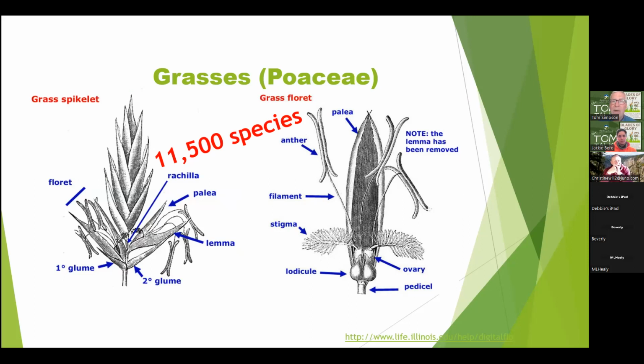11,500 species. So I think still the second most diverse group of flowering plants in the world. Orchids are around 28,000. Grasses, in terms of their biomass and coverage of the surface, are probably thousands of times a larger group than orchids, but orchids are well over twice as many in species.